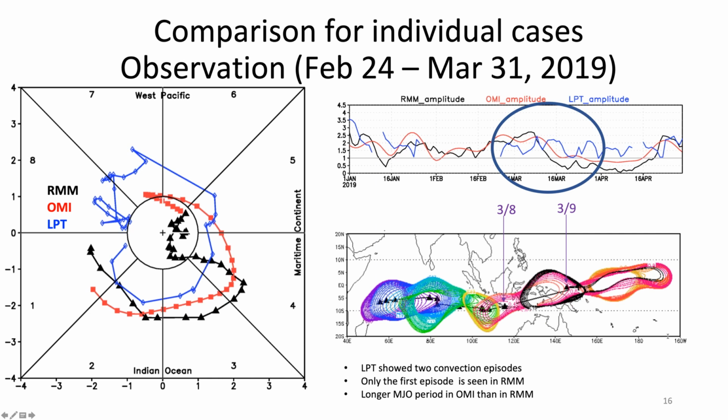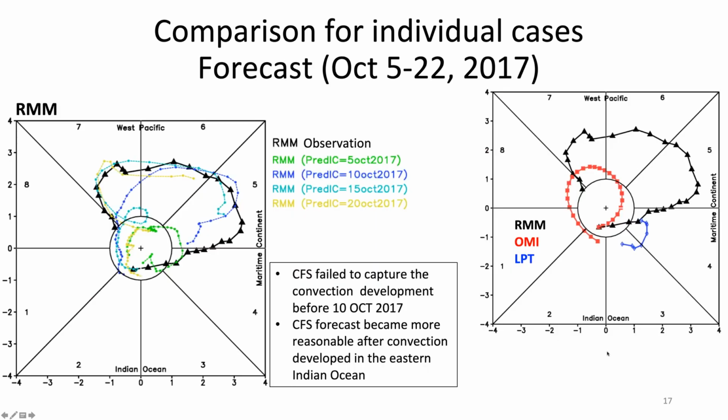We also have the amplitude comparison, the upper right panel showing the evolution. Basically, it gives the same information. And the other panel on the right is the LPT areas, which shows the strong signal during a very short period. Okay, let's go to the next one.